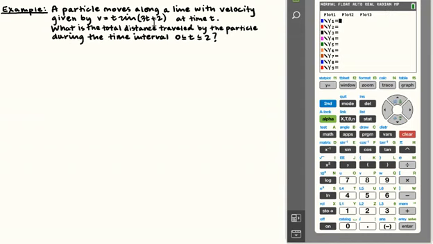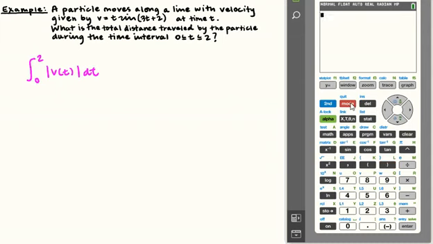What is the total distance traveled by the particle during the time interval 0 to 2? Well, we have a formula for that. We just learned that the total distance traveled is the integral from 0 to 2 of the absolute value of v of t dt. And I'm realizing I did not type v of t into y1. So let's do that now: t sine of 3t plus 2. All right, that's all I need from that for now.